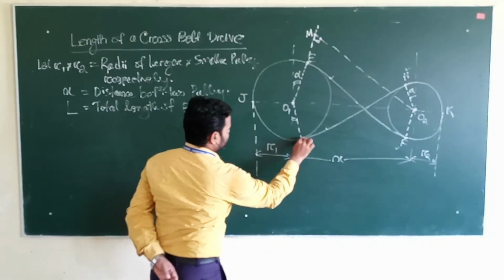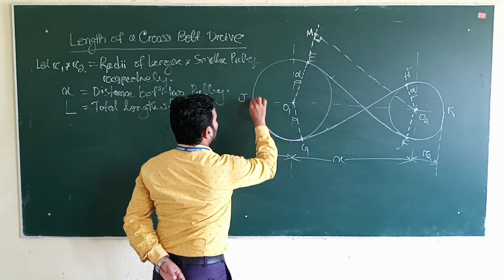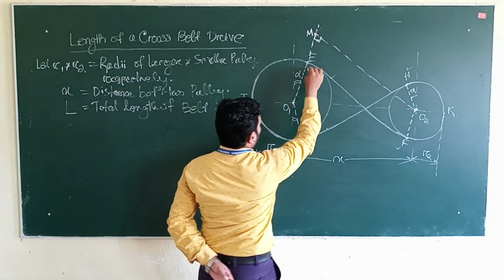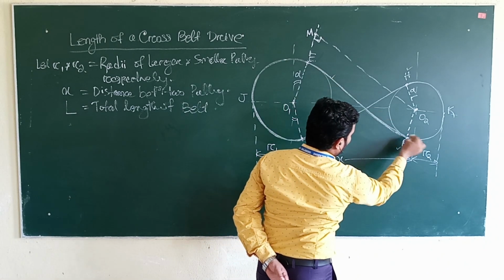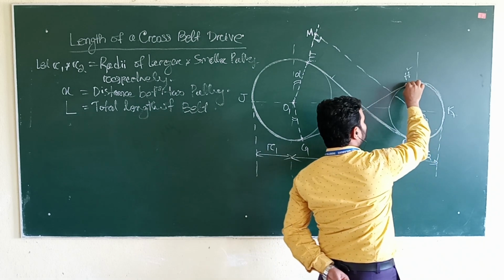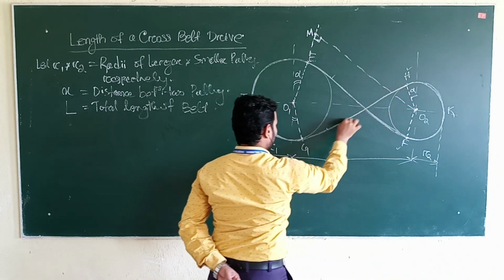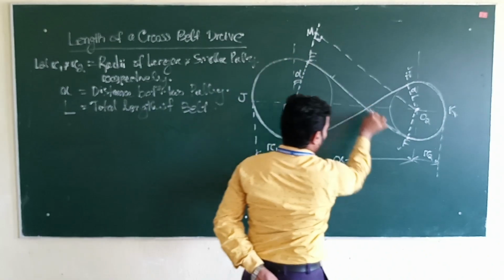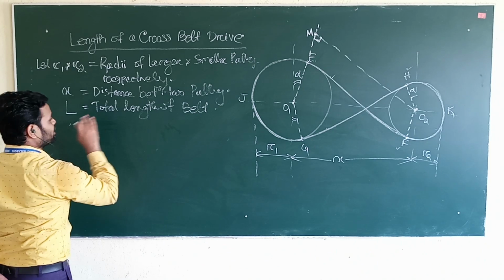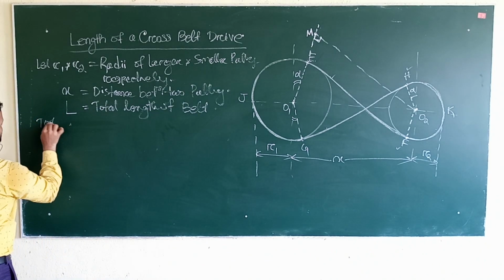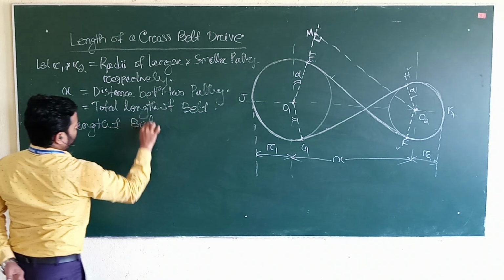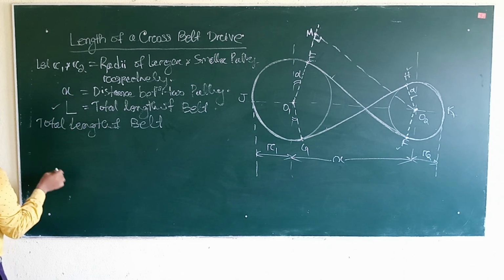You will see this G, J and E. G, J, E is the arc of the pulley. Next, EF is the length of the belt. Next again, F, K, H is also the arc of the smaller pulley. Next, GH. So this way we will calculate the total length of the cross belt. So if we write in equation, total length of the belt, the symbol is capital L.